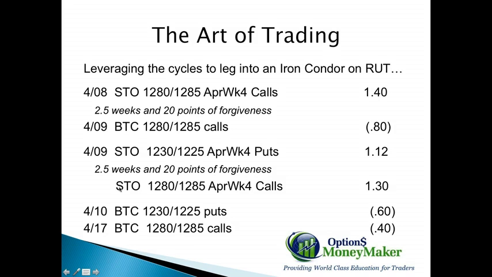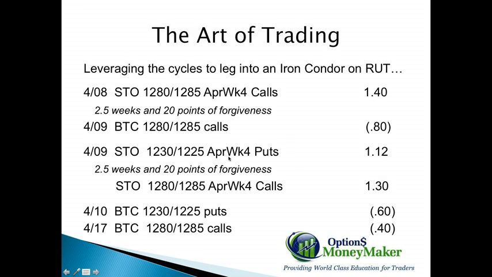Later on that same day, on the 9th, the index in fact did move higher, and we reopened the call spread that we had just closed earlier that day. We reopened the 1280, 1285 April week 4 call spread, and we took a credit of $1.30. Now look at what the opportunity is here. The cycle of RUT allowed us to open the call spread for $1.40, close it for 80 cents the next day, and on that same day reopen it for $1.30.